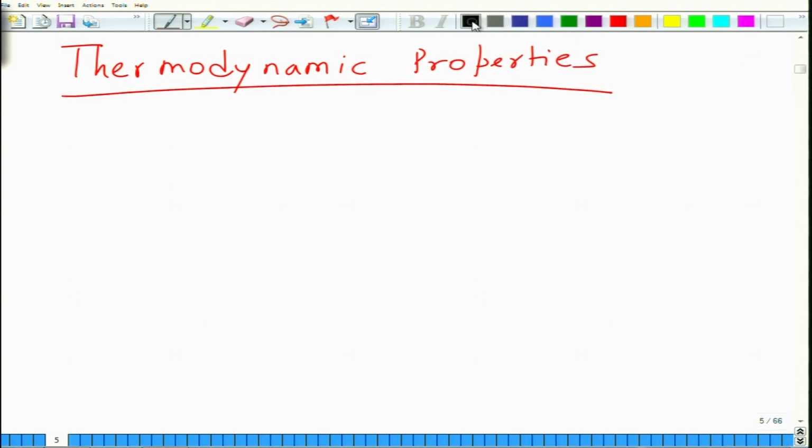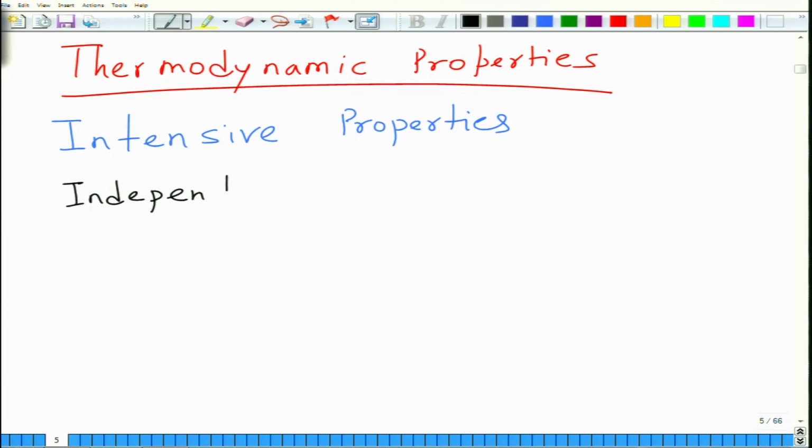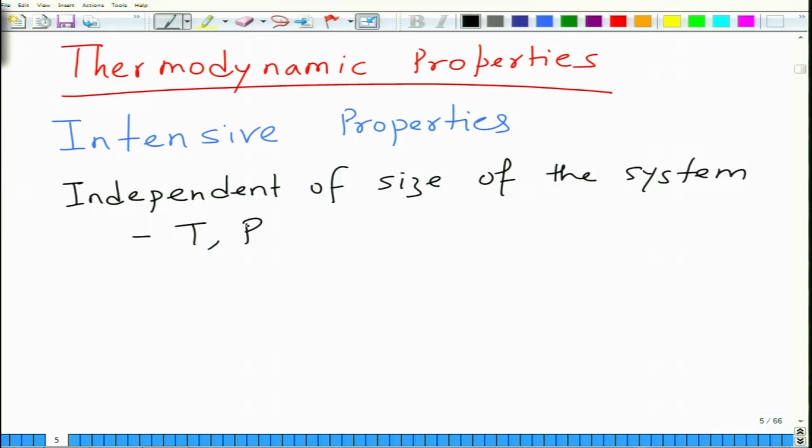There are two kinds of properties which we normally talk about. One is called intensive properties. Intensive properties are those which are independent of the size of the system. Size could be, for example, mass. And what are these properties? These properties are variables such as temperature and pressure.